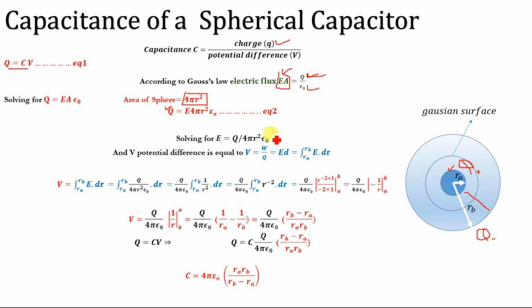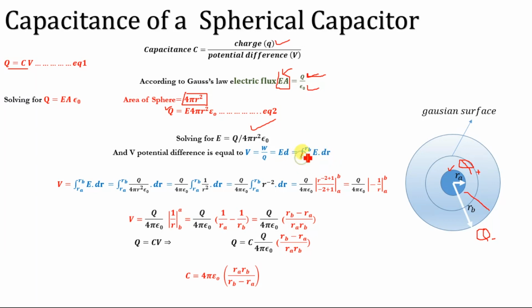Now solving this same equation for electric field, we will have electric field E is equal to Q divided by 4 pi r square epsilon naught. So this is the electric field due to the charges in the core of the capacitor. Now we will calculate the potential difference. We know that the potential difference V is equal to work done per unit charge, or E dot d, or in integral form we will use the integral of E dot dr.